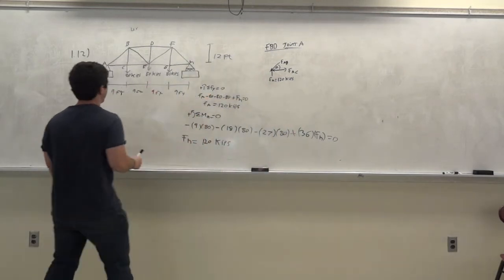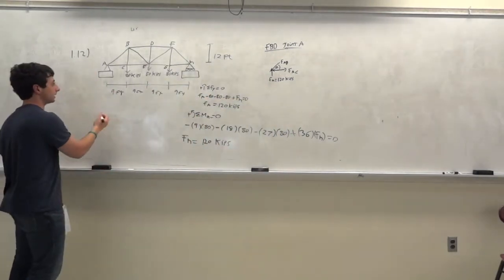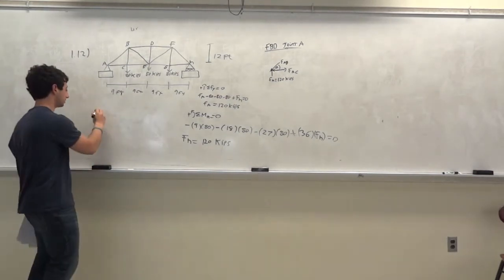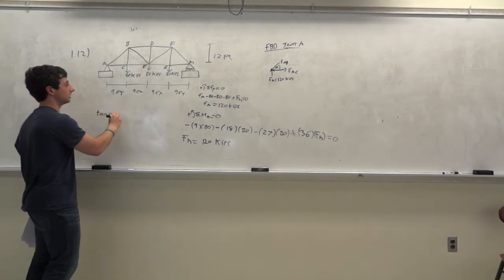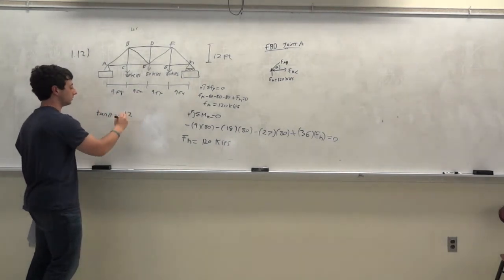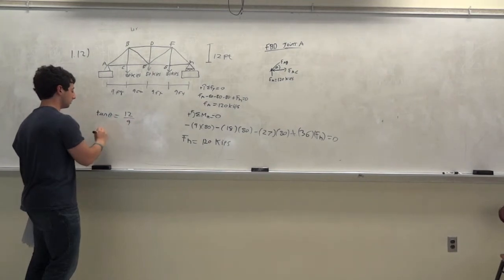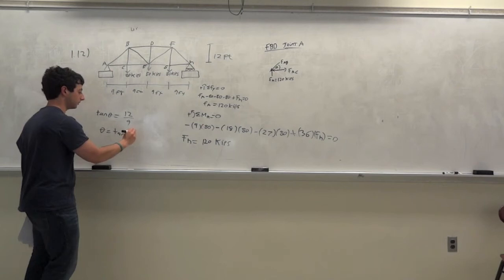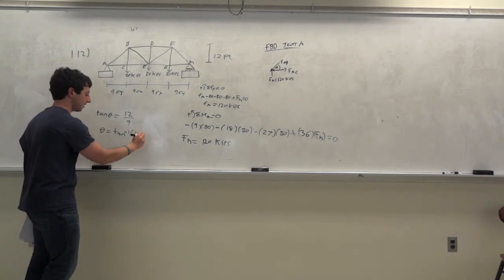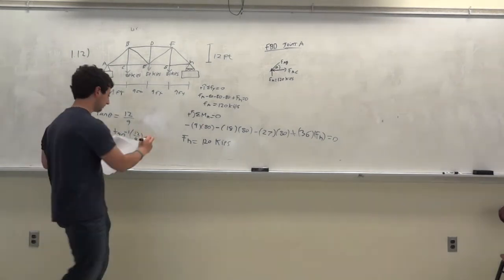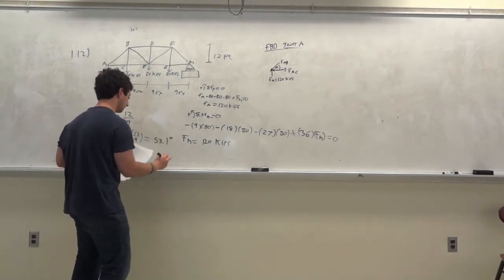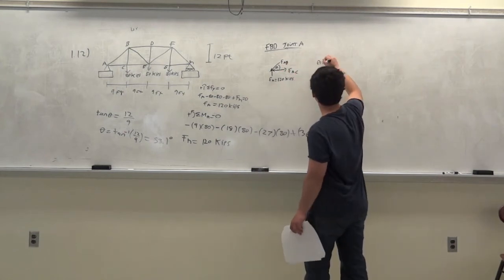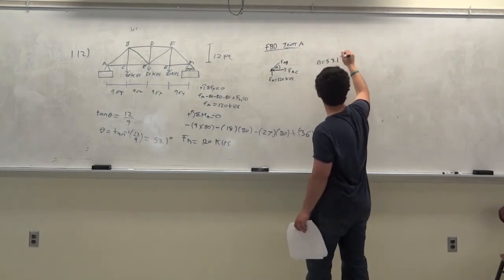Okay, so how are we going to get that angle? By using, we have dimensions. So you want tan theta is equal to opposite over adjacent, which is 12 over 9. You want theta, so you take the inverse tangent, the arctan of 12 over 9. That's equal to 53.1 degrees. Okay, so you have theta now: theta equals 53.1 degrees.